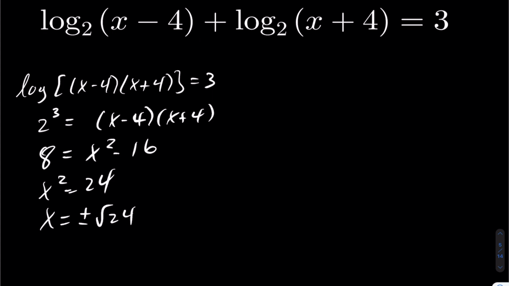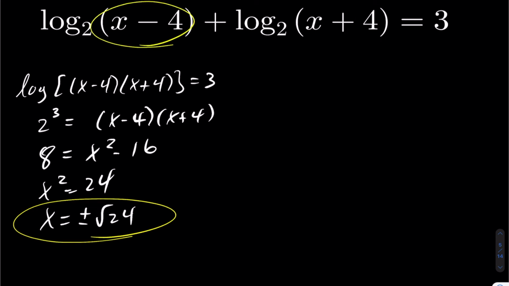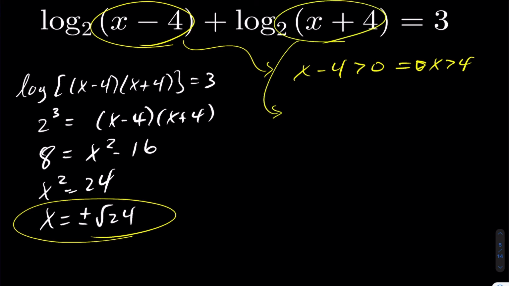And again, we have to check our domain here. I end up getting x is plus or minus the root of 24 when I solve for x here, but again, we have to go to our domain and see. So going to our domain here, we have two requirements. We have the situation that x minus 4 must be greater than 0, which is going to imply that x is greater than 4. And we also have the situation that x plus 4 must be greater than 0, which implies that x is greater than negative 4.